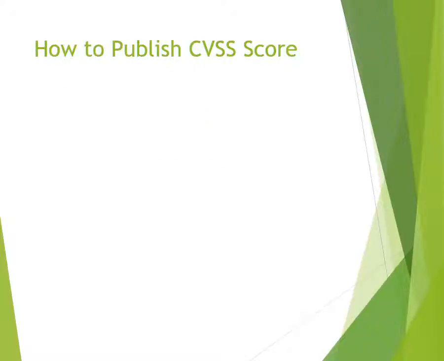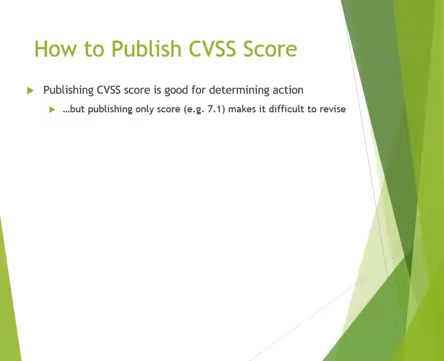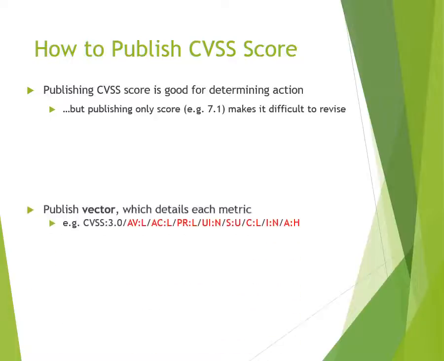So how do you publish a CVSS score once you create it? Well, publishing just the score, like 7.1 for example, is good for determining action if your action is based on the particular CVSS score. But publishing only that score makes it difficult to revise.